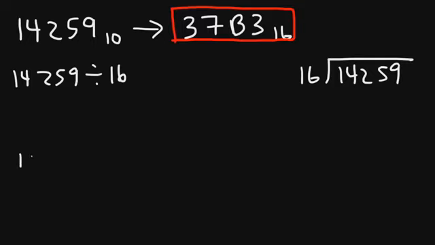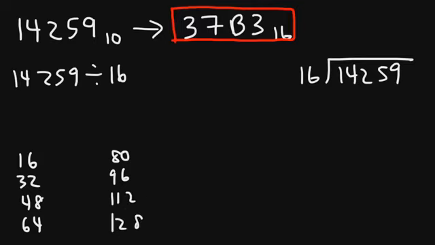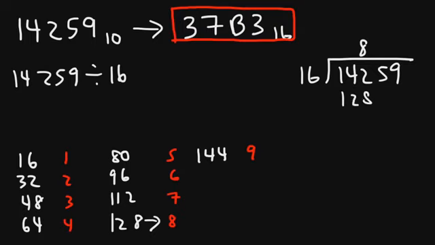Now I'm going to rewrite the list. We only need it up to 9. So this is 1, 2, 3, 4, 5, 6, 7, 8, 9. So 16 goes into 142 8 times. 128 is the highest number just under 142. So 16 times 8 is 128. And 142 minus 128, that's 14.